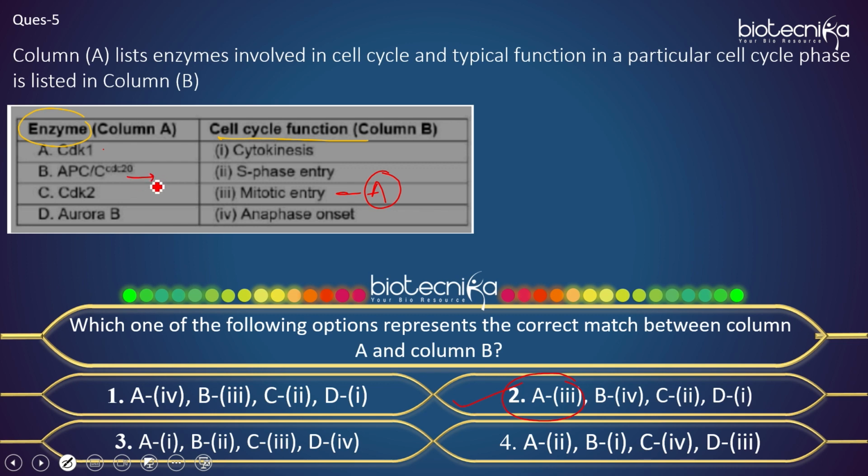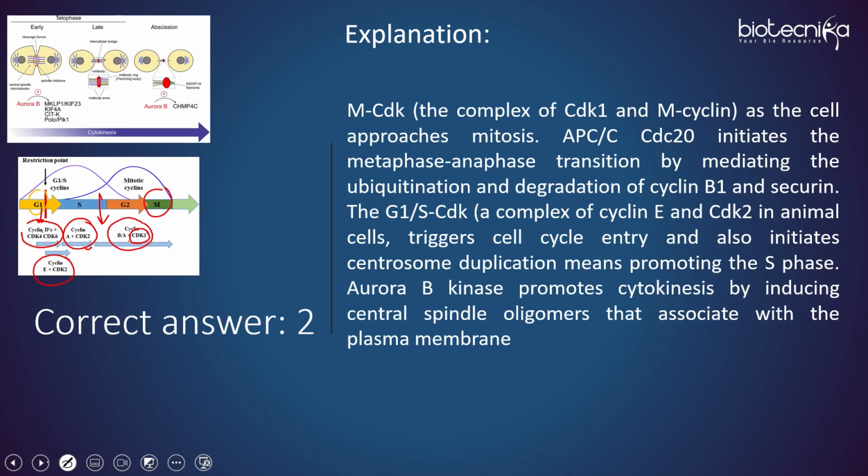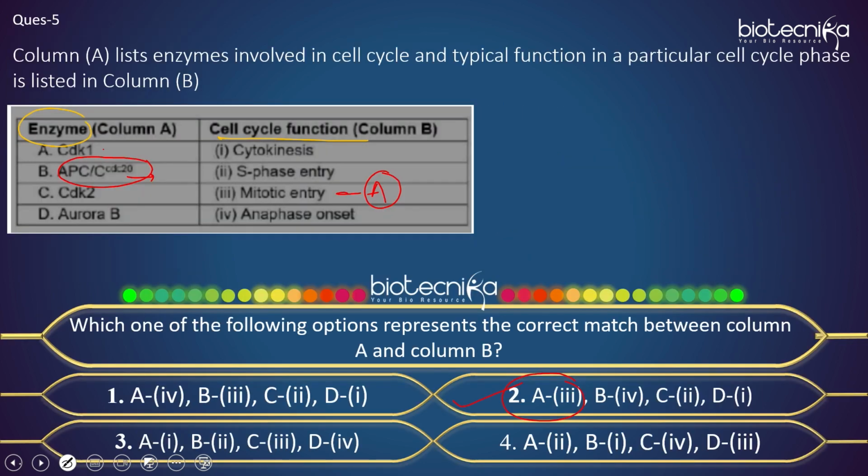So the next option is APC-C CDC20. This APC is responsible for the transition of metaphase to anaphase. Till now we have seen CDK is responsible for entering the cell into the M phase. But what about M phase of cell cycle? M phase has prophase, metaphase, anaphase and telophase. But when the cell is entering from metaphase to anaphase, this is done by a separate set of protein that is called APC-CDC20. So APC-CDC20 is for the anaphase onset, or you can say the metaphase to anaphase transition. So B matches with 4. Yes, B matches with 4.